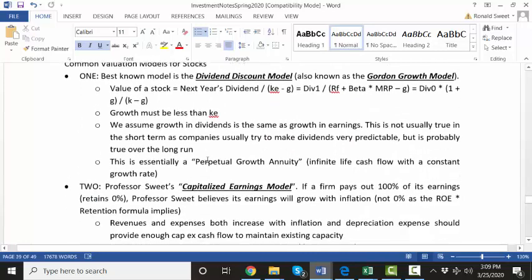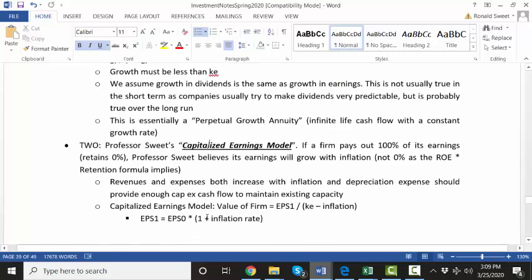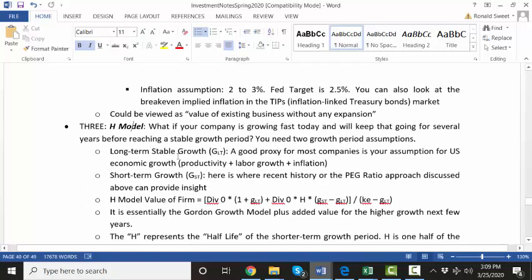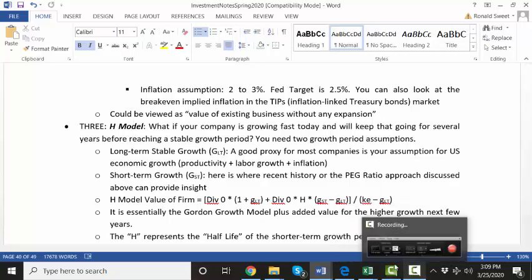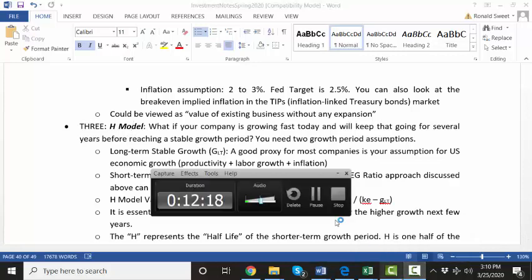So what I want to do in our next session, I'm going to stop it here at about 12 minutes. What I'll do in our last session for today's class is actually do some valuations using 3 models: the dividend discount model, the capitalized earnings model, and the H model. Those are the 3 models you need to use on papers 3 and 4. So we'll do that in the next session, and I'll walk you through. They're fairly simple formulas. The hard part is getting the assumptions. Once you have the assumptions, plugging them into the formulas is fairly straightforward.